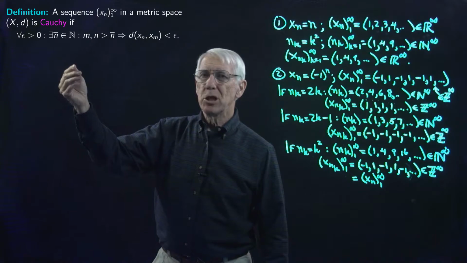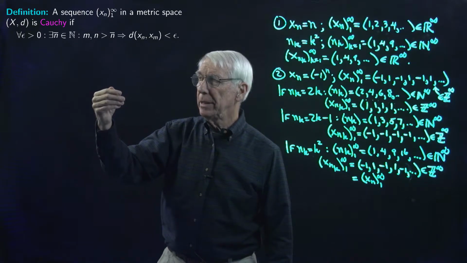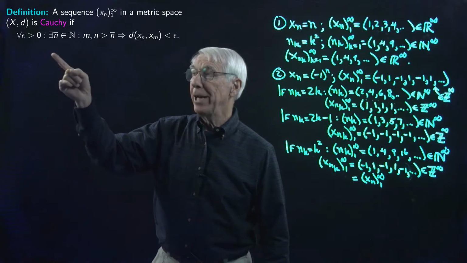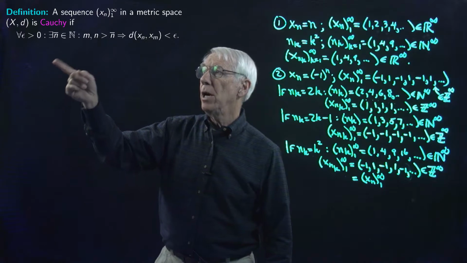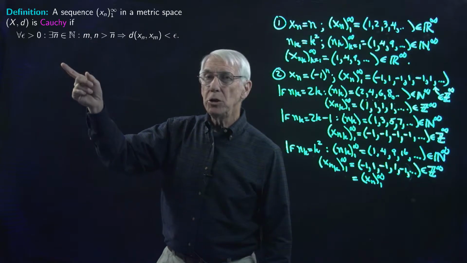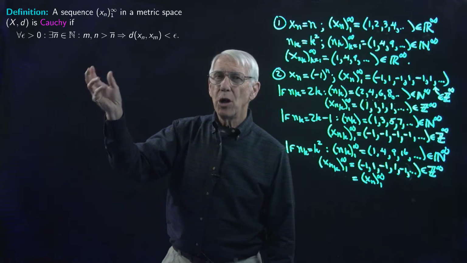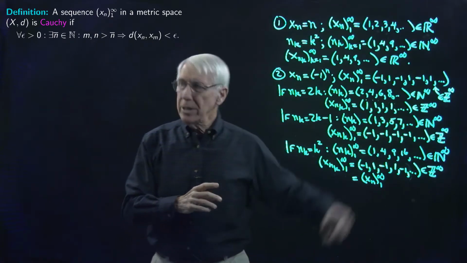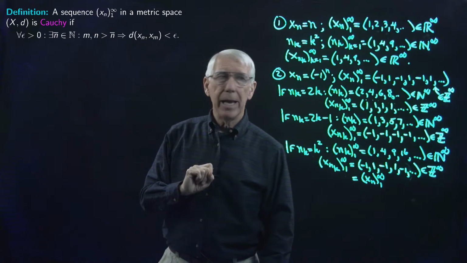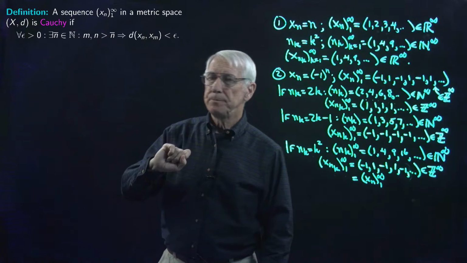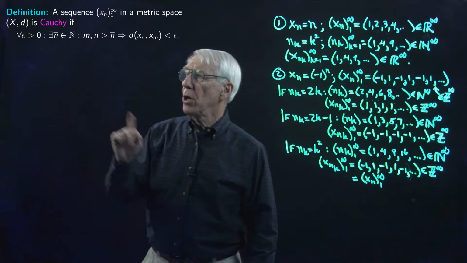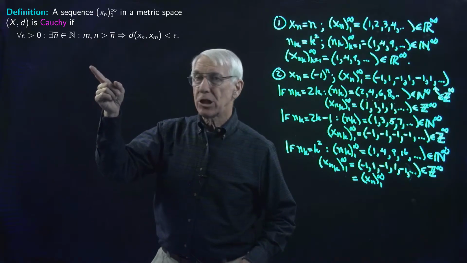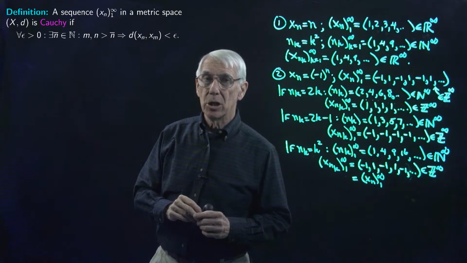So if we let epsilon be smaller and smaller, because this says this has to work for every epsilon that's positive. So this says that if a sequence is Cauchy, then we can let epsilon get smaller and smaller and smaller, and it will always be the case that we can go far enough out in the sequence, n bar and beyond, so that any two terms farther out will be as close to one another as epsilon.